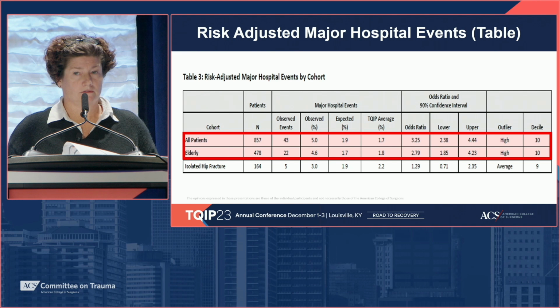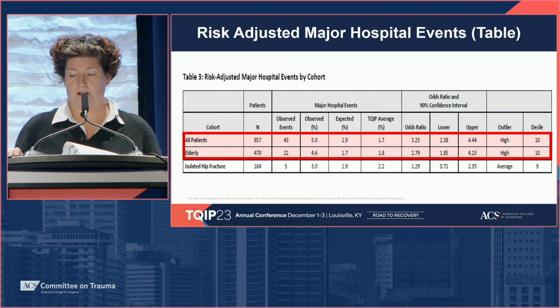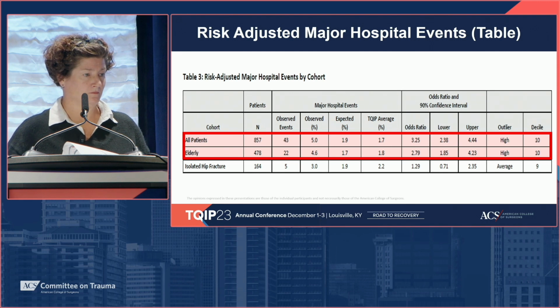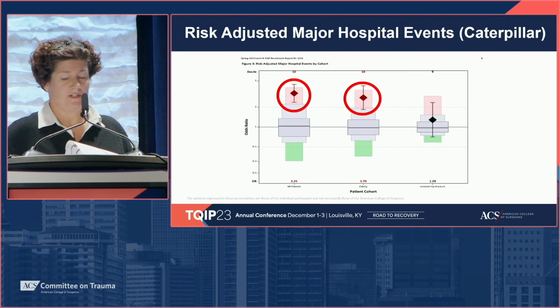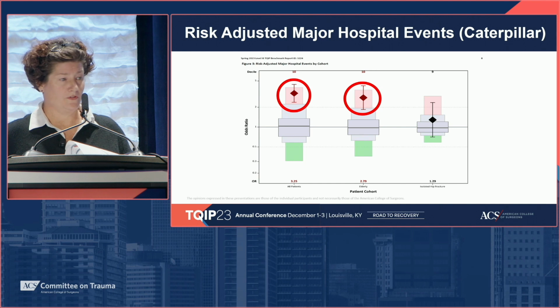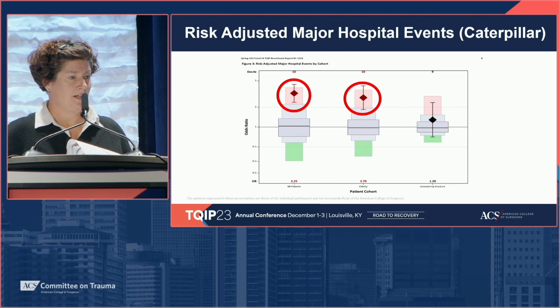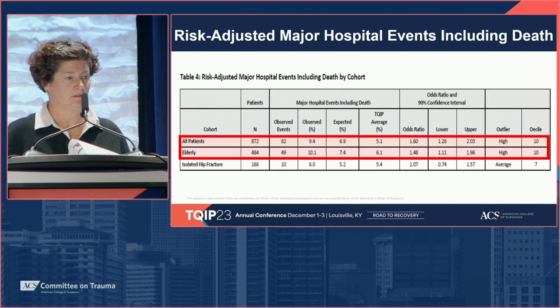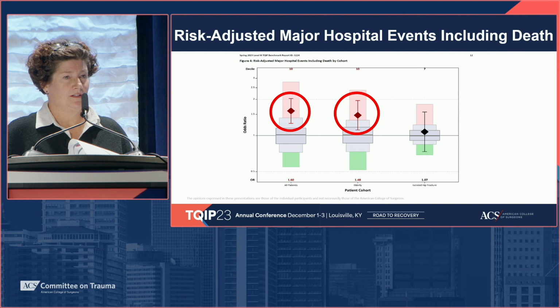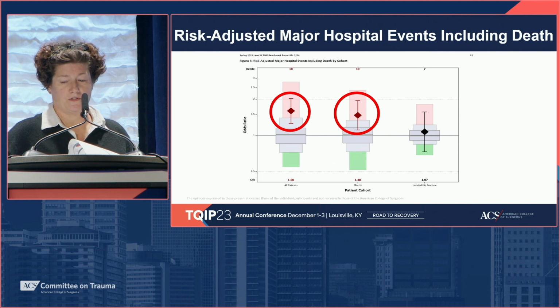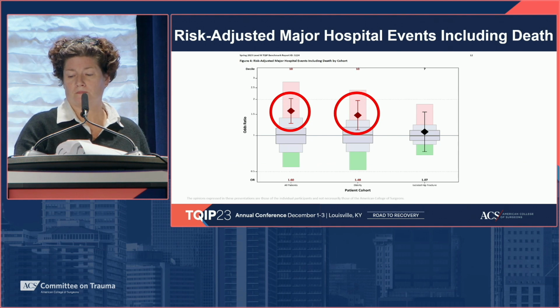Next graph, a lot of red, a lot of high, and a lot of 10th decile. That does not look so good. And there's the associated ugly caterpillar graph with my ugly table. And I flip the page, and more red, more high outlier, more 10th decile. And there is the ugly caterpillar graph associated with that ugly table.